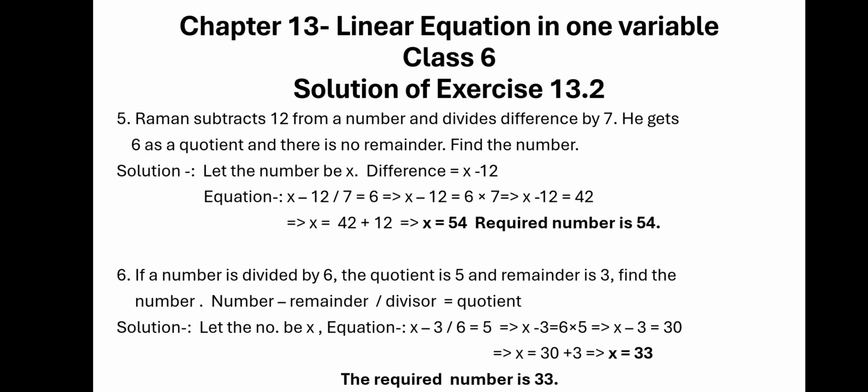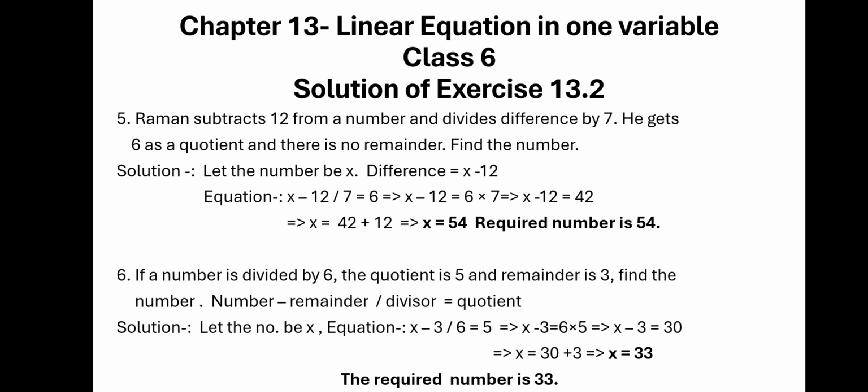Sixth question. If a number is divided by 6, the quotient is 5 and remainder is 3. Find the number. Now there is hint given, you know the algorithm, division algorithm. Number minus remainder divided by divisor equal to quotient, because quotient into divisor plus remainder is equal to number. So that is how we have taken for this equation.